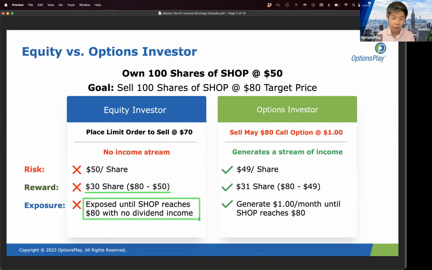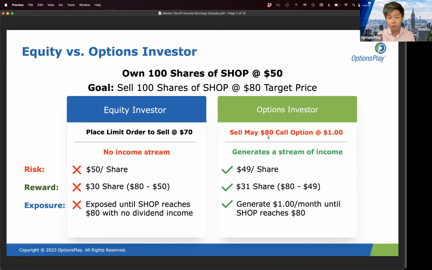And in the case of Shopify, there's no dividends, right? So you have nothing to show for your limit order other than waiting and hoping that the stock reaches your price, and you're exposed to any fluctuations of the stock price during that. So if the stock drops down to 30 in the meantime that you're waiting, you have to take on that type of exposure. Okay, so now let's pivot over to an options investor.